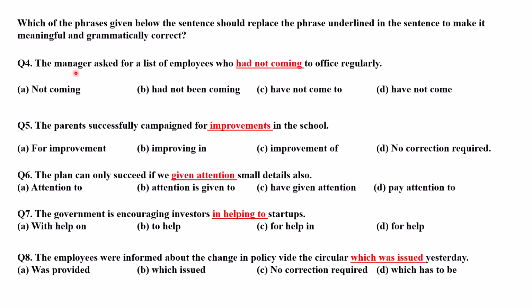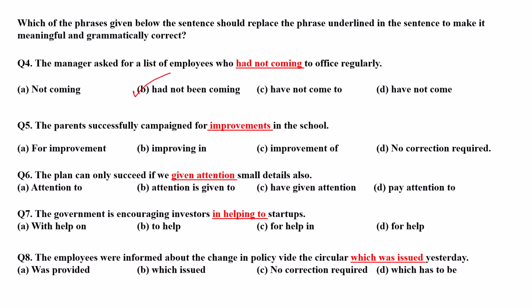So fourth question is, the manager asked for a list of employees who had not coming to office regularly. Here you can see the underlined phrase, had not coming. You have to check whether it is grammatically correct or giving meaningful information or not. If it is not, then you have to choose the correct option. If you see had not coming, it should be replaced with had not been coming, because they are not coming regularly, isn't it? So the option will be option B.